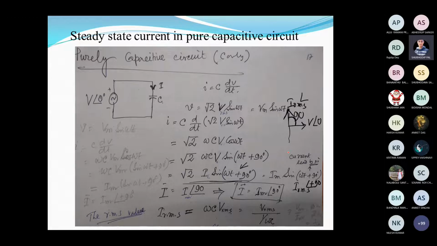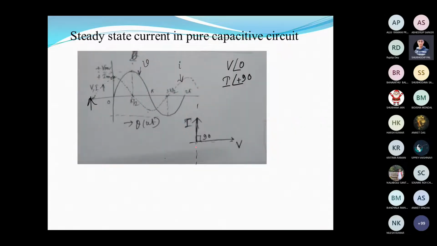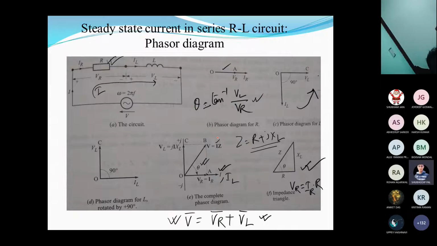All right. So in the capacitor, if you derive the current, the current waveform is coming like this, plus 90 degrees. So for a pure capacitor it is represented as I at plus 90 degrees. That's why the current is in this direction, and V at angle 0 is the reference voltage. So voltage and current follow like this.